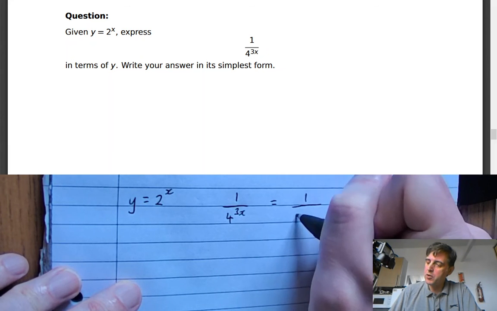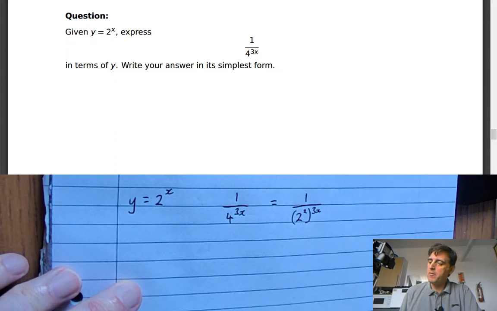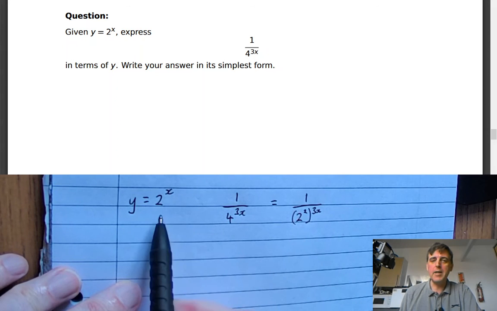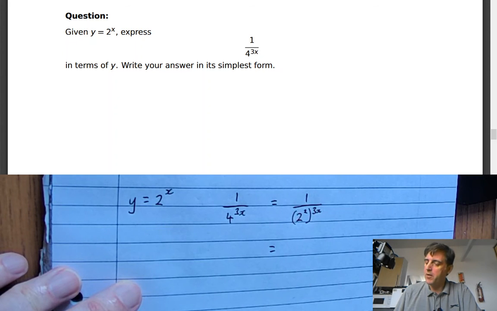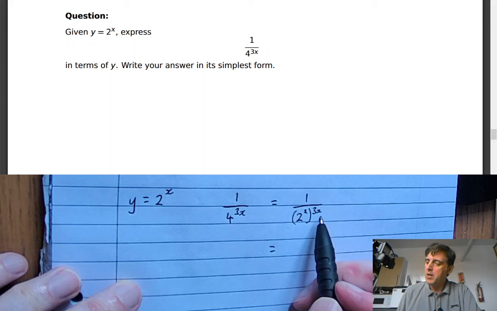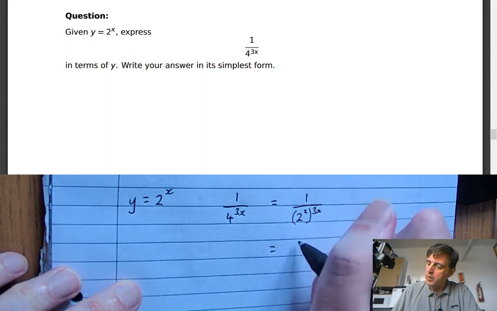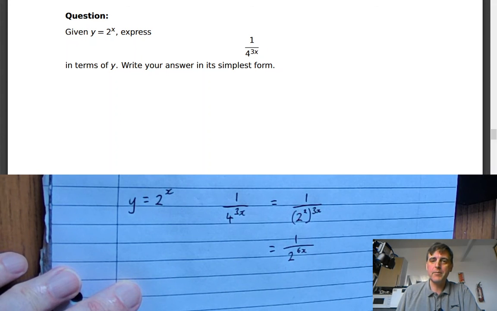So if you have 2 squared instead of 4, then of course this is getting us closer to getting the 2 to the x that we want to get here. Now let's see if we can use some power rules to simplify this a little bit and write it in a different way. Now of course we've seen this rule in the previous question. When we have something raised to a power and then that whole thing is raised to a power, those two powers can get multiplied, right? So we can write this as 1 over 2 to the power of 6x.